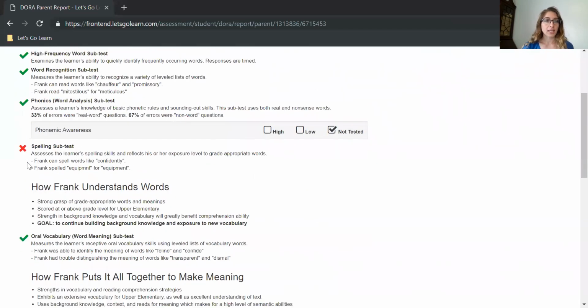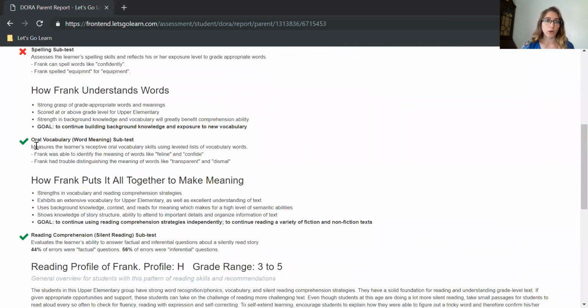Then we can see that this student has a red X next to spelling. That means that their spelling is below grade level. So here we can see an example of a word that this student spelled correctly, and then we can see an example of an error that they made. So here the student left out the E in equipment.